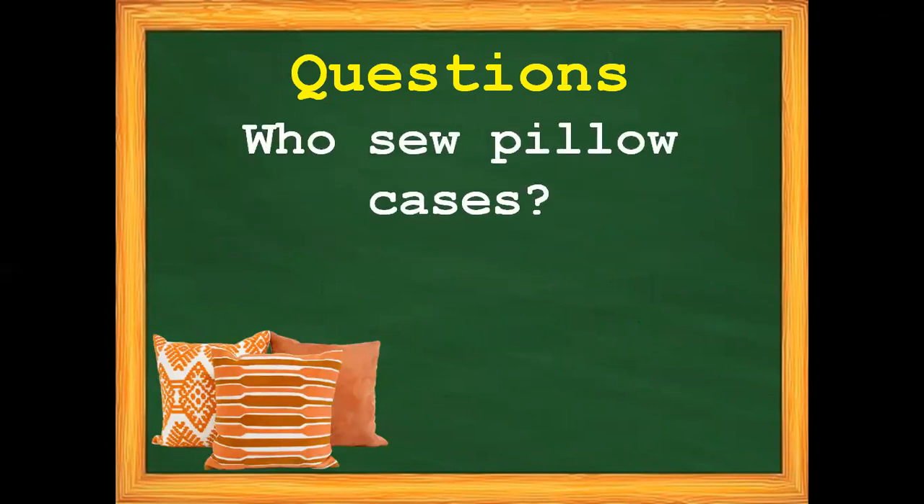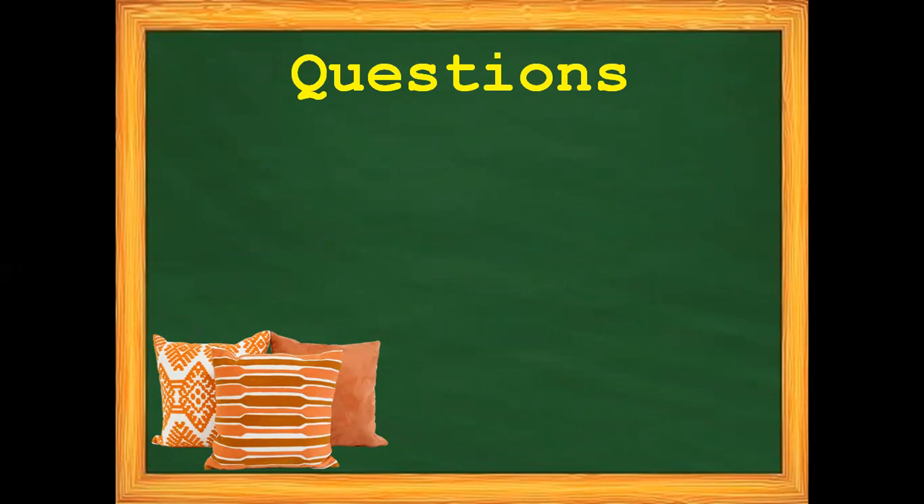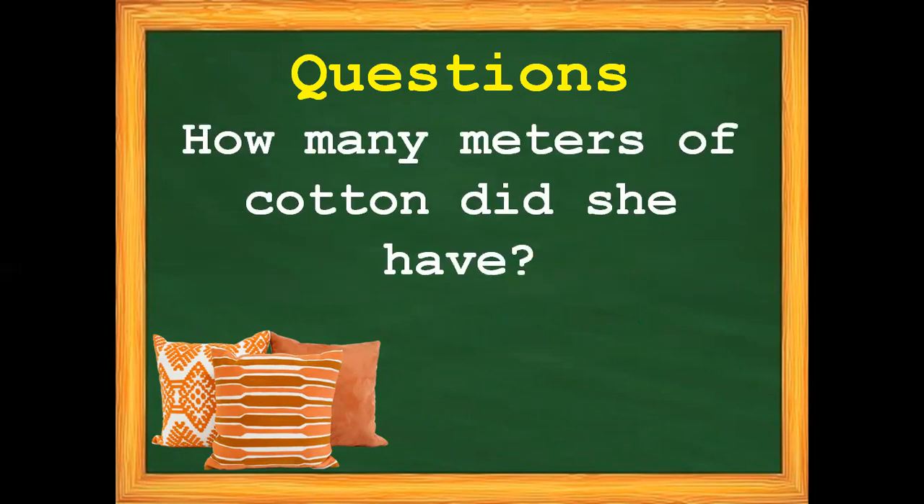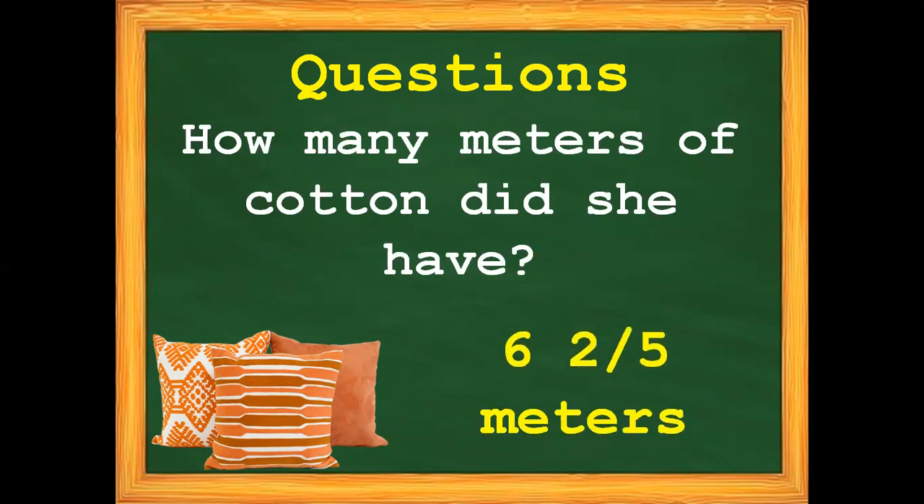Questions. Who sews pillowcases? The answer is Aling Irene. How many meters of cotton did she have? The answer is 6 and 2/5 meters.